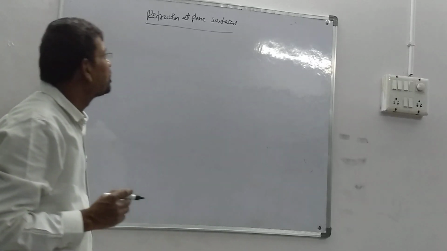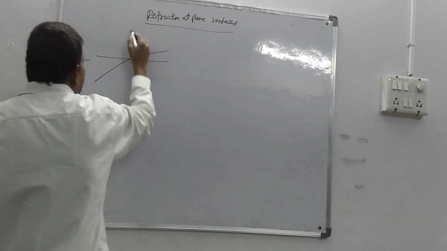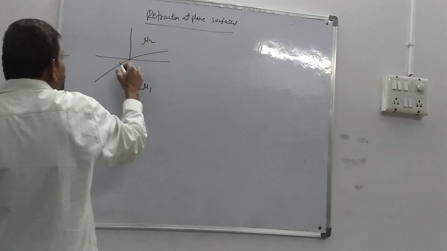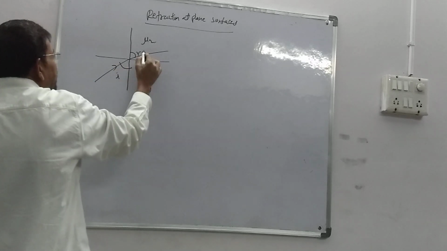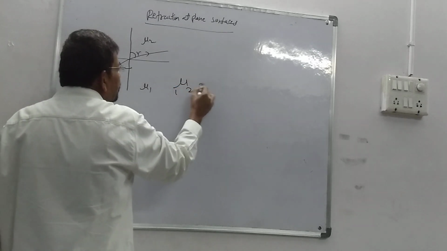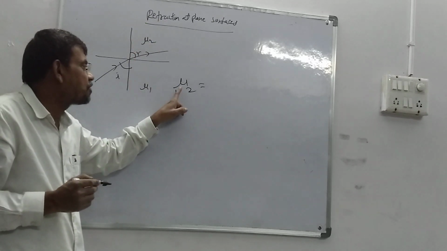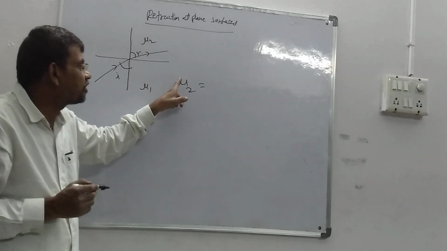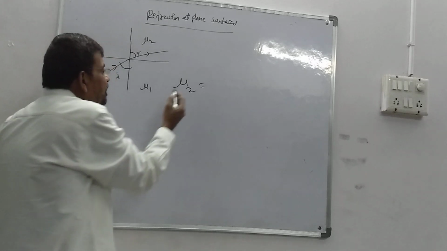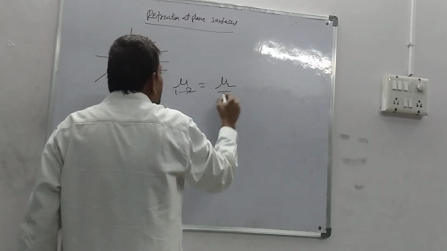Okay, then again, for example, a beam of light is traveling from denser medium to rarer medium. I am taking the first medium as mu 1 and the second, refracted medium as mu 2. So here the beam of light is traveling from the first medium to the second medium. So what is mu 1 2? It is the refractive index of the second medium with respect to the first medium, which we write as mu 2 by mu 1. Beam of light traveling from first medium to second medium.